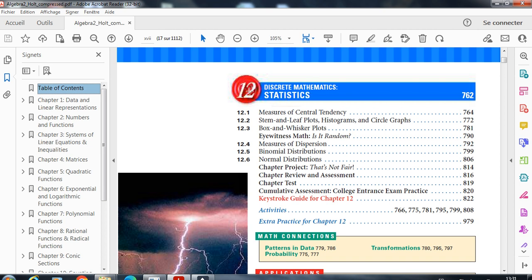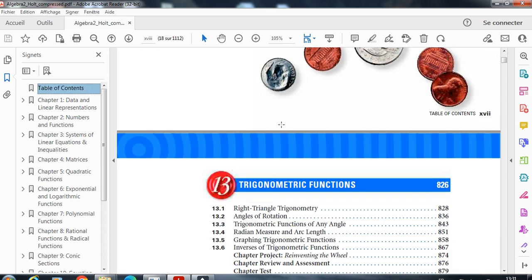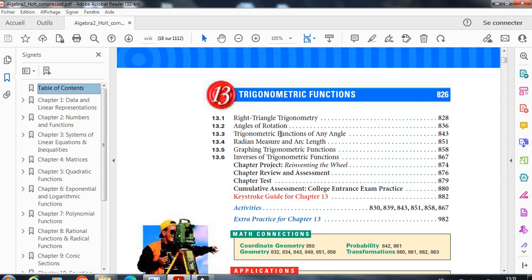We have statistics. This is chapter number 12. We have 6 lessons in chapter number 12, and chapter number 13 we have trigonometric functions.